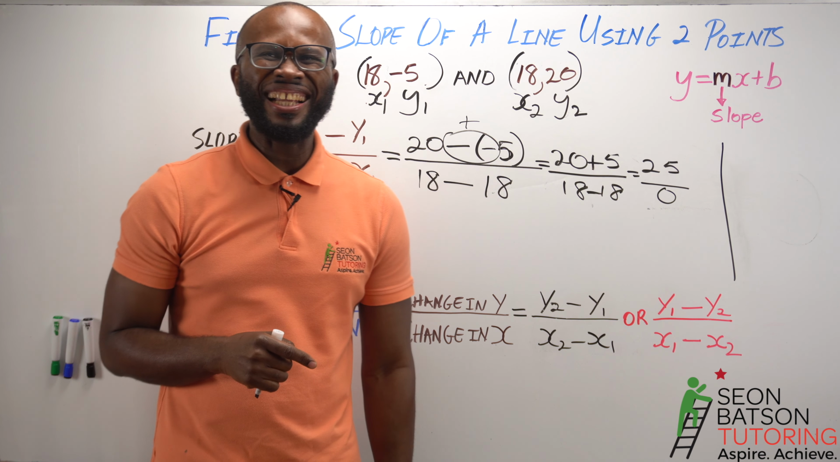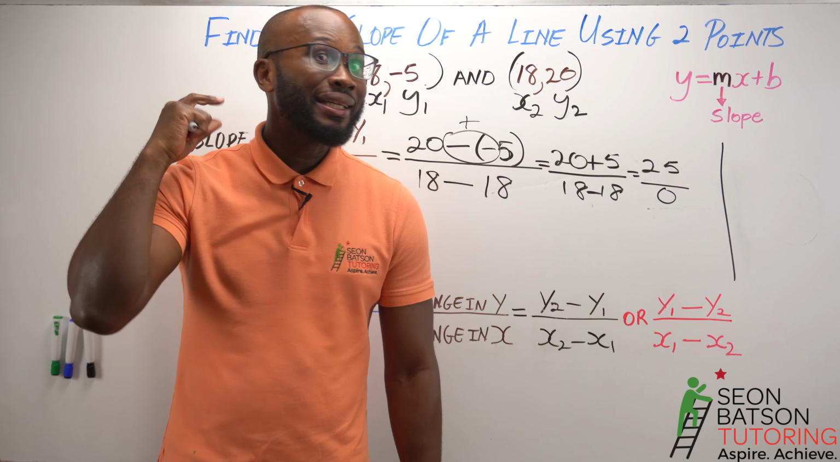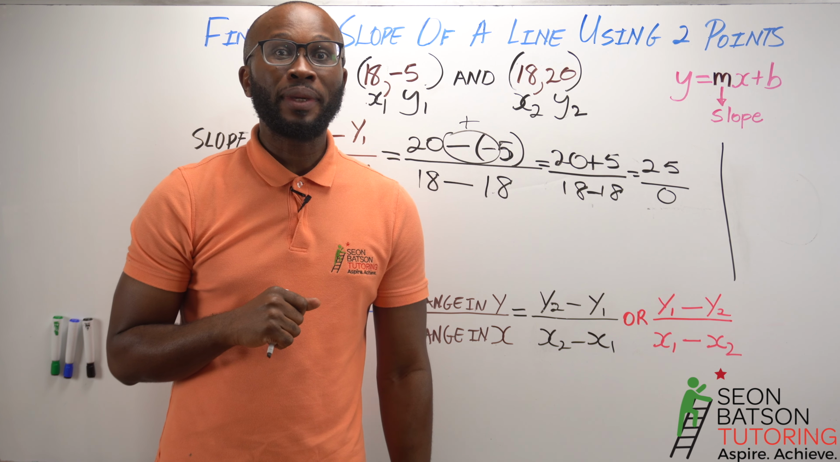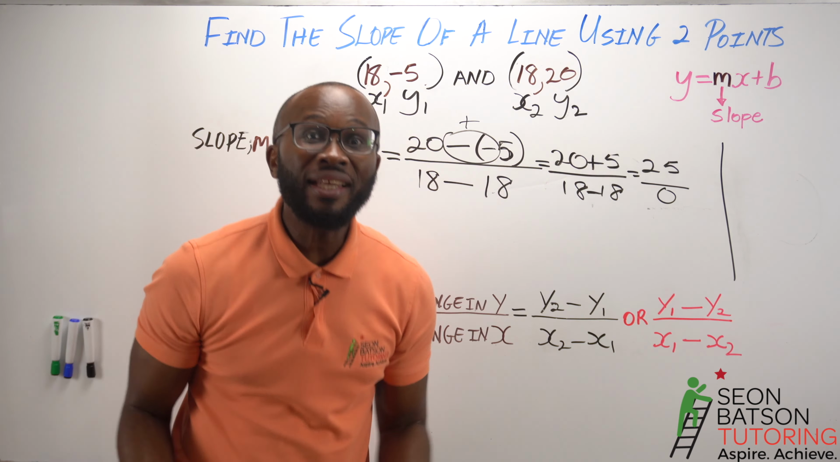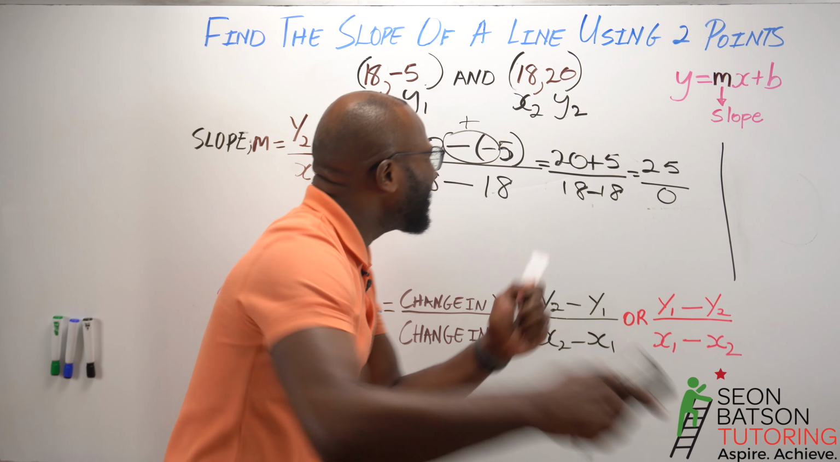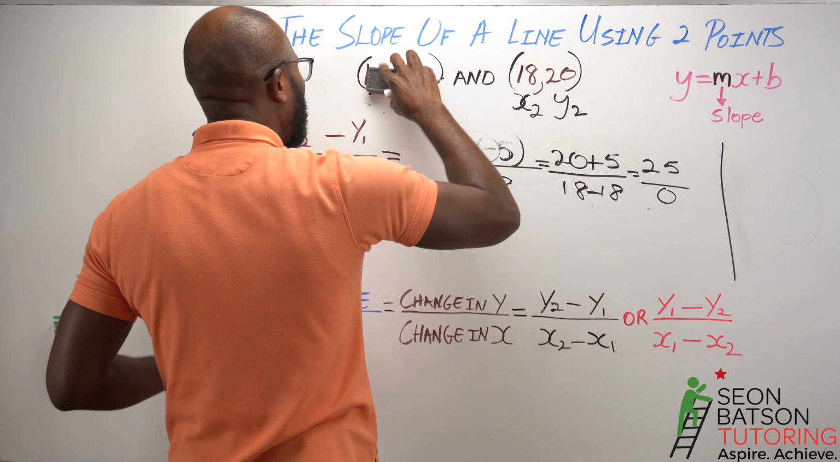So you have seen that a slope can be positive, a slope can be negative, a slope can be 0, or the slope can be undefined. Fun stuff! So you have 4 options for your slope.